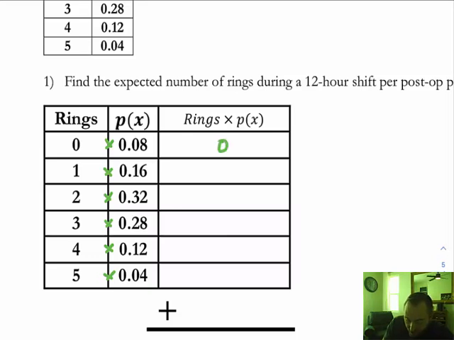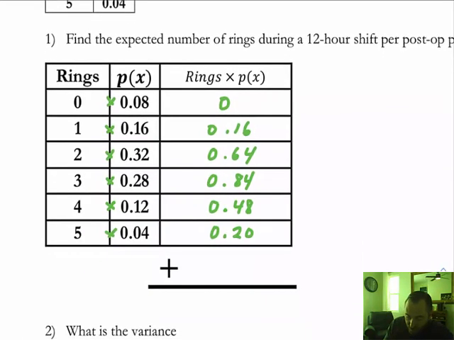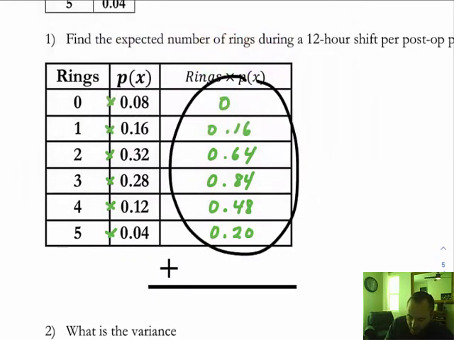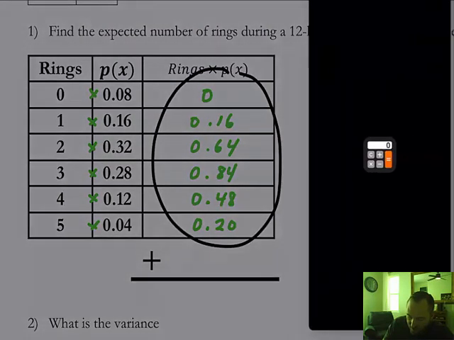Like the first one, 0 times 0.8 is 0. 1 times 0.16 would be 0.16. 2 times 0.32, of course, is 0.64. Next, 3 times 0.28 is 0.84. Next, 4 times 0.12 is 0.48. And the last one, 5 times 0.04 is 0.20. So we've gone ahead and multiplied. The last step there is to add. So let's go ahead and do that. Let's take the total of all of those decimal values.